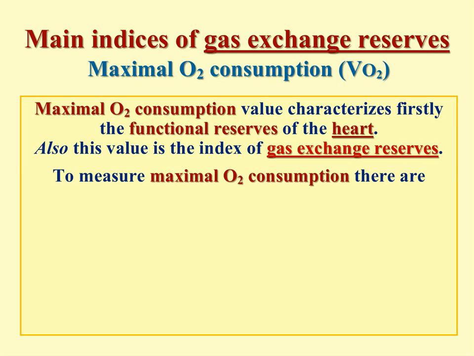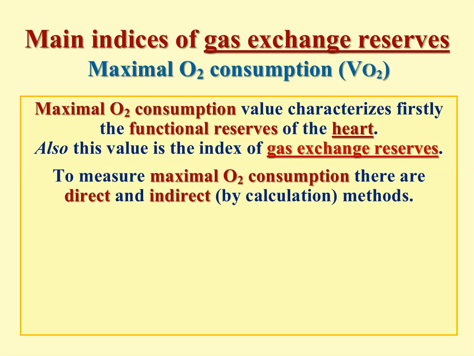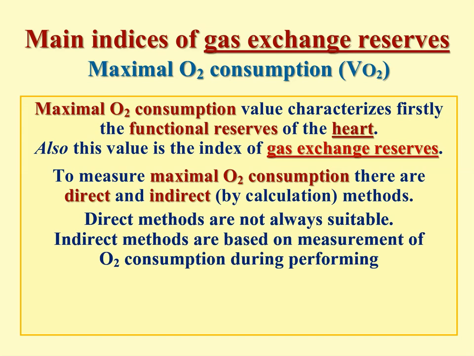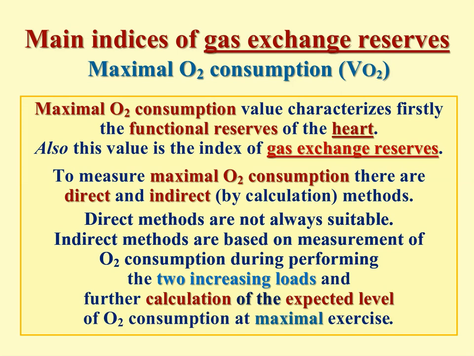So how can this maximal oxygen consumption be measured? Of course, there is a direct method. The person is given a physical exercise load which progressively increases, and oxygen consumption goes up and up, and then it stops and remains constant. It means that the person reached their maximal oxygen consumption level. But these methods are not easy and not safe, because it's necessary to bring the person to maximal activity, so they are not often used. There are many indirect methods, by calculation based on certain measurements done with sub-maximal activity. These are the most suitable methods. They are based, for example, on measurements of oxygen consumption while performing two increasing loads, and then calculation of the expected level of oxygen consumption.